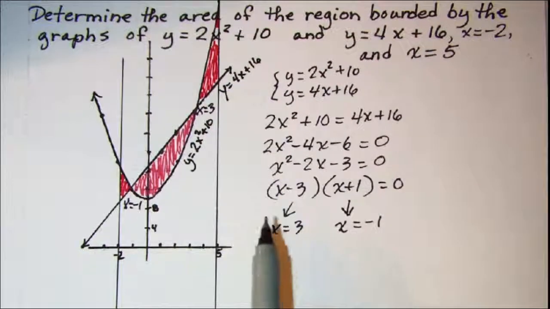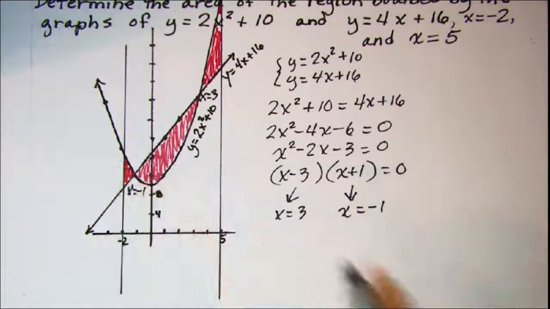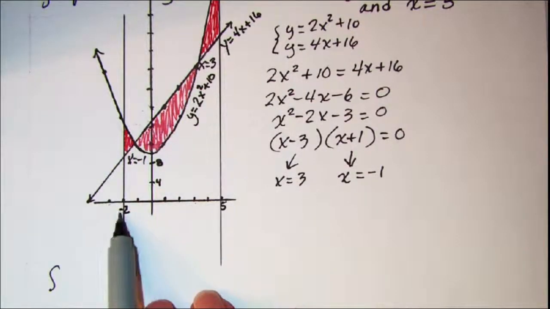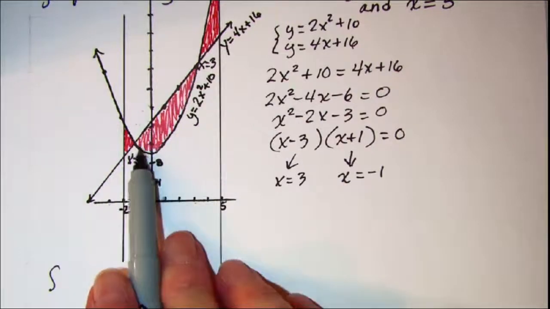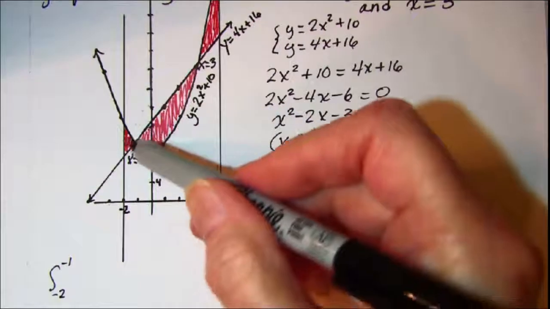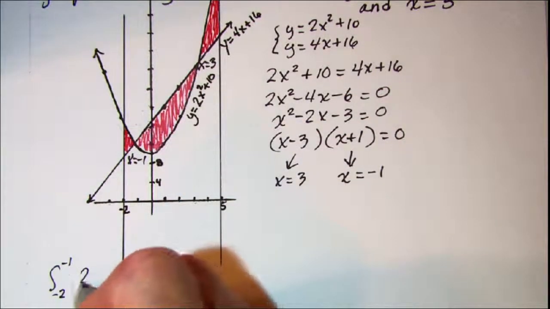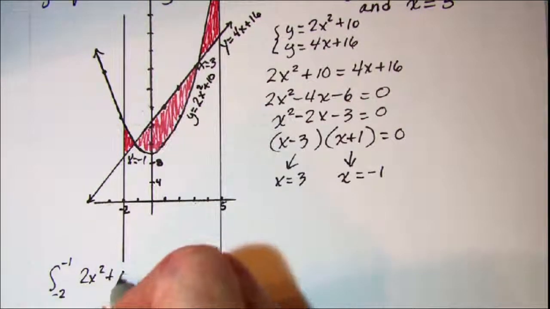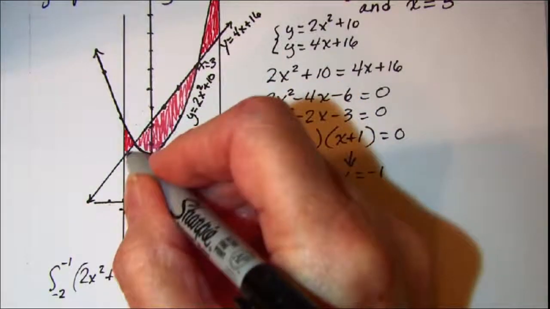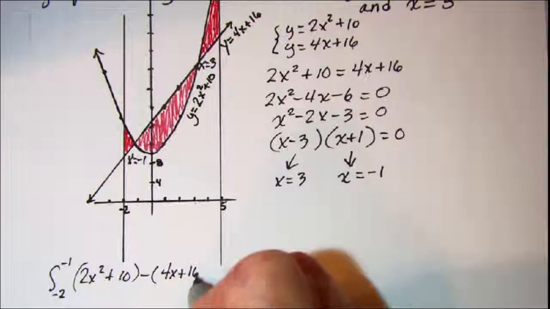So now let's do our three integrals. For this region, I'm going to be integrating from x equal -2 to x equal -1. And the upper function is the parabola, so 2x squared plus 10. Subtract the lower function, which is the linear function, so 4x plus 16.